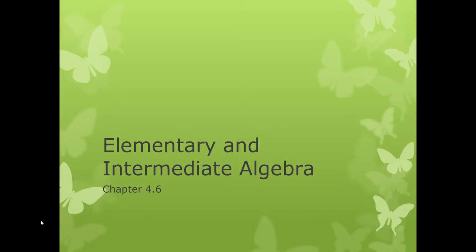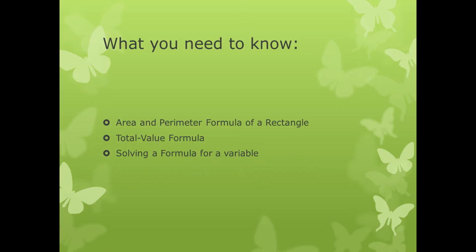This is chapter 4.6 of Elementary and Intermediate Algebra, and in this video we'll be going over the area and perimeter formula of a rectangle, what the total value formula is, and how to solve a formula for one variable.